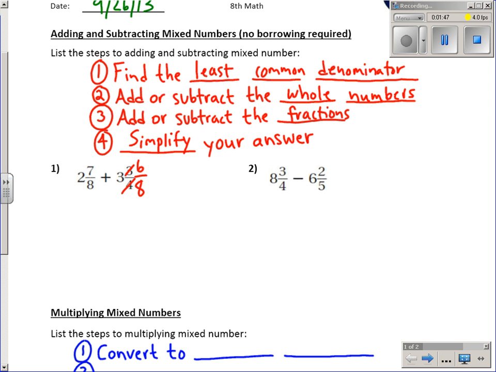So now we go ahead and add the whole numbers. 2 plus 3, we get 5. Next step, add or subtract the fractions. So that's going to be adding the numerators of 7 and 6 and getting 13, keeping the denominator the same of 8, but we cannot have an improper fraction in our answer, so we need to simplify, and that becomes 6 and 5/8.